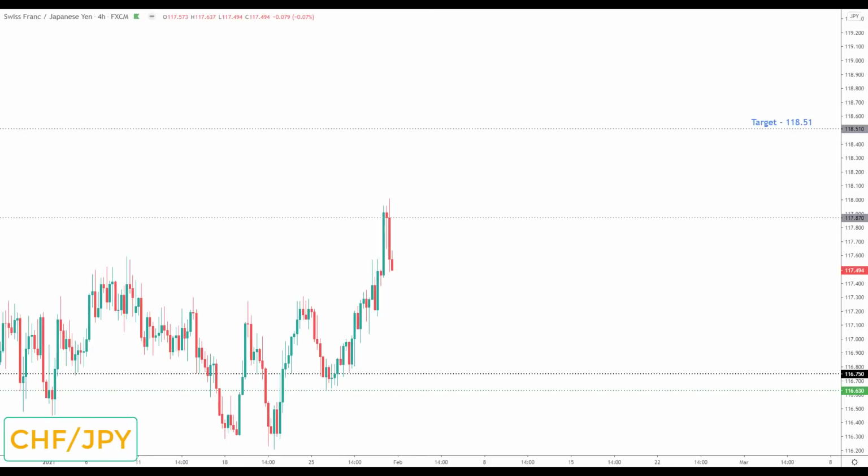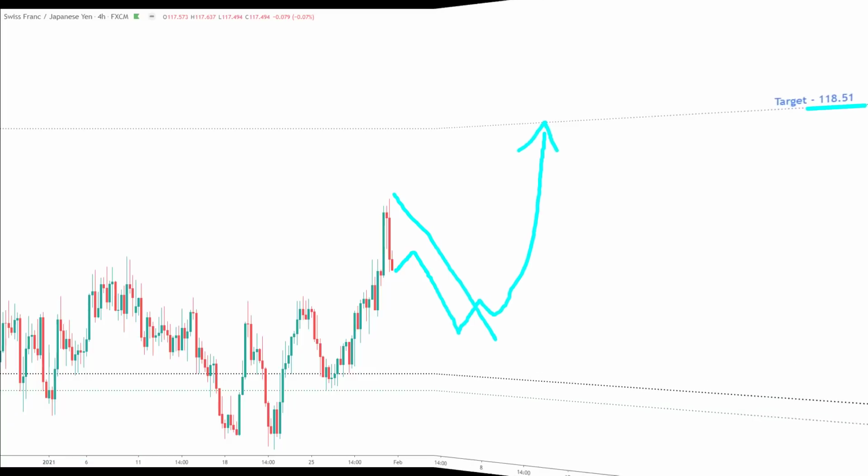Next we have franc yen. Last week we highlighted this as one to watch to the upside, and we did come up and take out the target at the 117.87 last week. Going into this week, this is once again one to watch, and any correction back towards the 116.75 will be viewed as another opportunity to look for bullish reversals in this market up towards the next key of resistance, the upside and the target set at the 118.51.